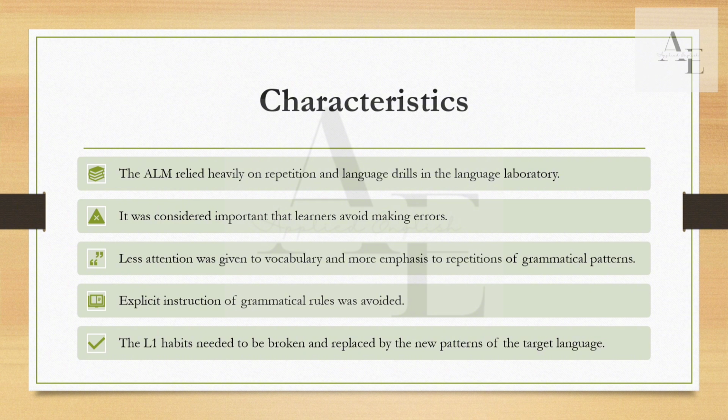The audiolingual method relied heavily on repetition and language drills in the language laboratory. It was considered important that learners avoid making errors. Also, less attention was given to vocabulary and more emphasis to repetition of grammatical patterns. So even though it's similar to the direct method, in this method, less attention was given to vocabulary and more emphasis was placed on repetition of grammatical patterns.